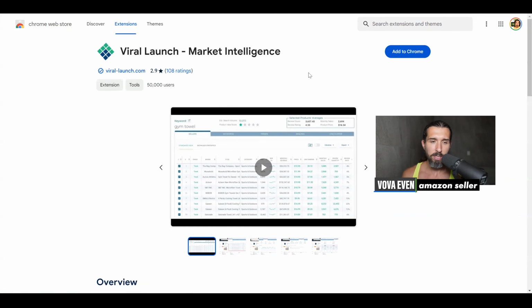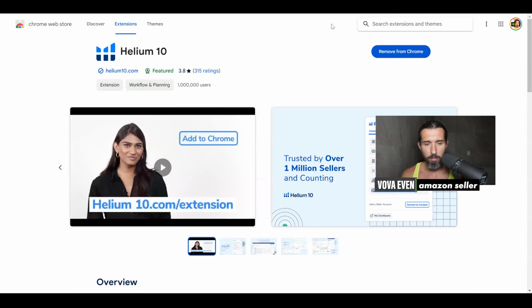It's going to grow. My personal ones are Helium 10 and Jungle Scout.